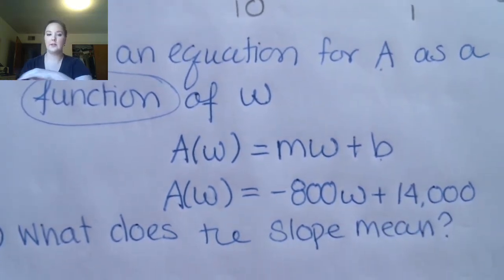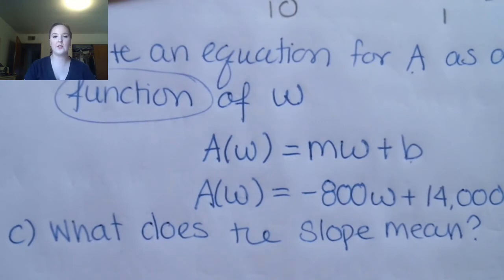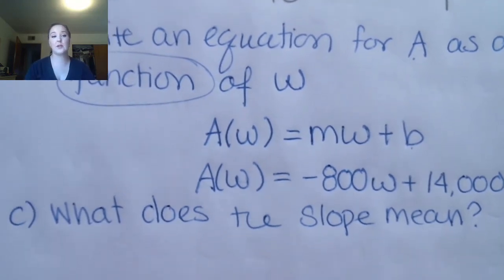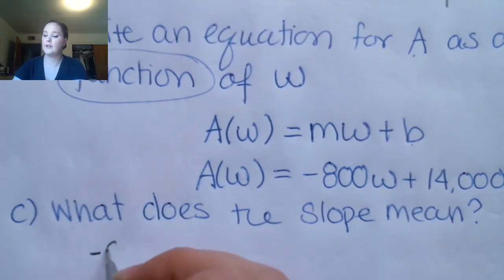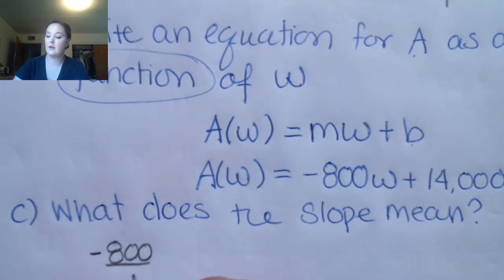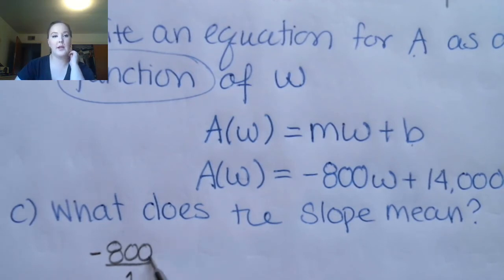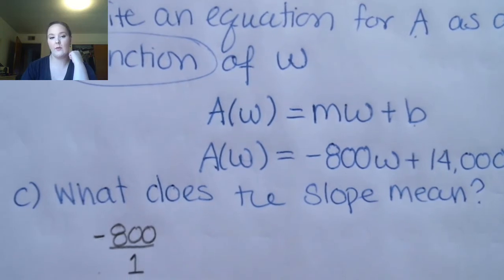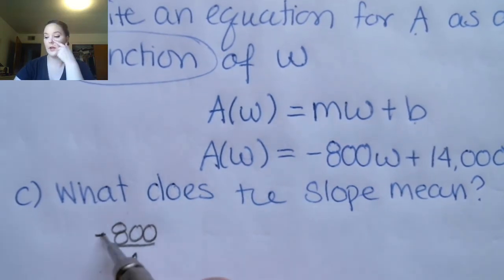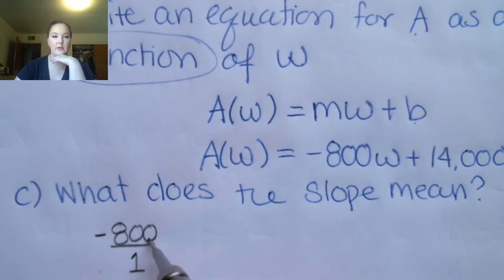Okay, let's answer part C. What does the slope mean? Okay, so remember the slope is negative 800 over 1. I'm just going to write that down right here. Remember the y part is the money in her account, and the negative means it's going down. So the money in her account is going down by $800.